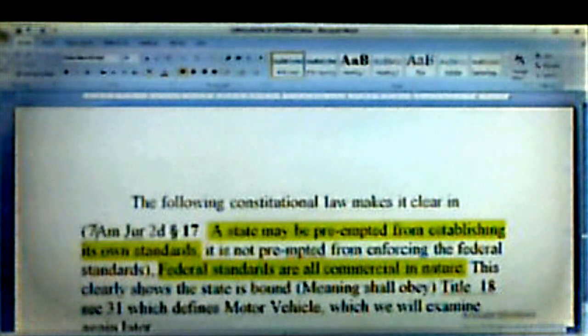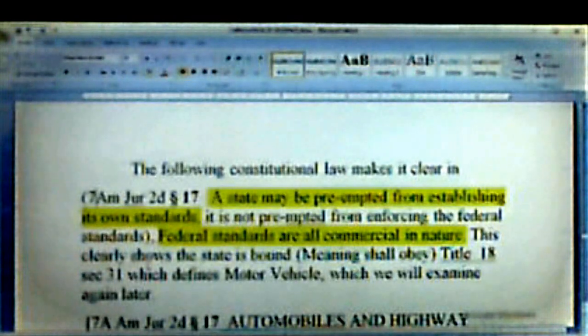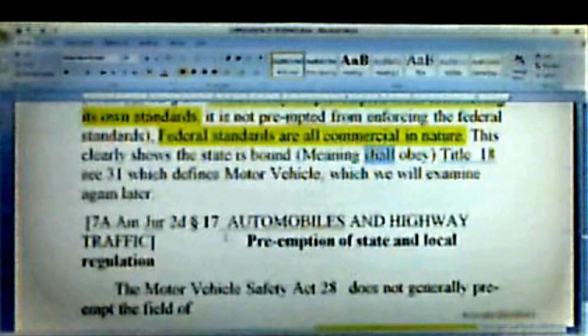Right? And this clearly shows the state is bound to the meaning. In other words, they've got to obey it. "Shall" don't mean "may." It means they have to. Period. They have to obey the definition in Title 18, Section 31, which we saw earlier defined a motor vehicle as being used commercially. And we'll examine this again later. So now we know that there's a preemption that exists on the states here in 7 Am Jur 2d, subsection 17. So let's see what that is.